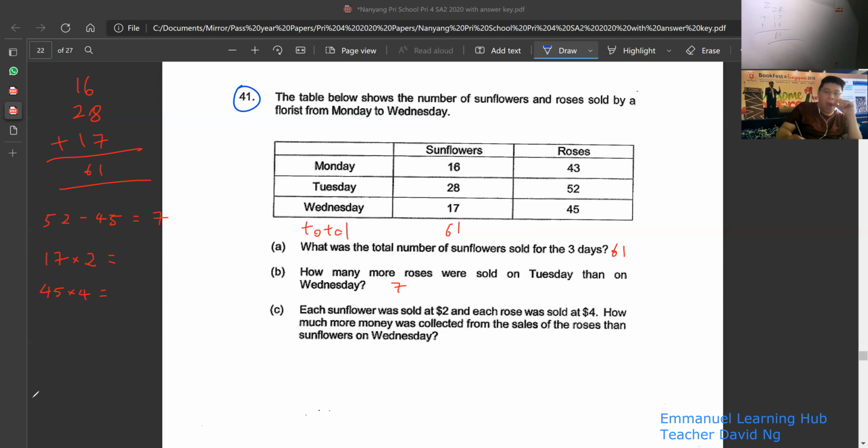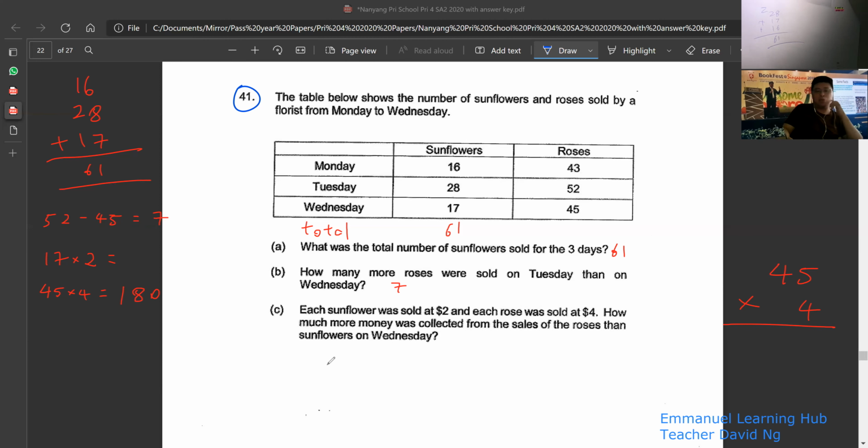45 times 4. No, 45 times 4 is not 280. Do together. 5 times 4 is? 5 times 4 is how many? 180. Yes, 180.